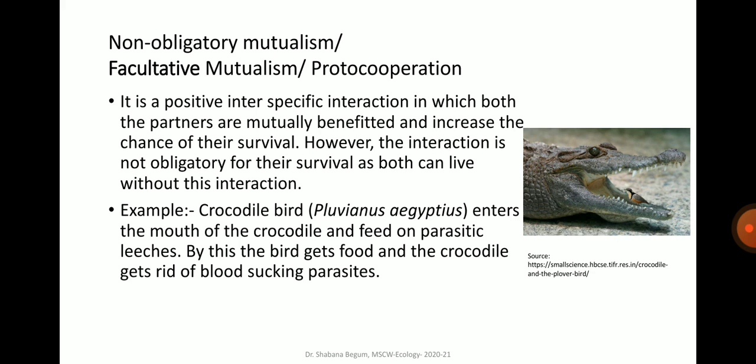For example, the crocodile bird, Pluvianus aegyptius, enters the mouth of the crocodile and feeds on parasitic leeches which are stuck in their teeth. By this, the bird gets food and the crocodile gets rid of blood-sucking parasites, that is the leeches.